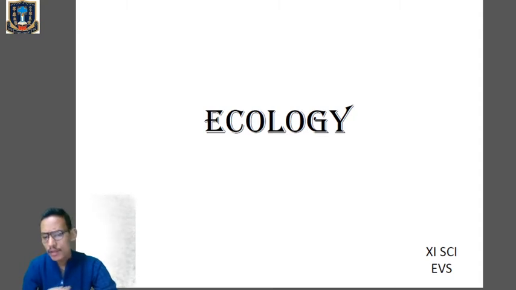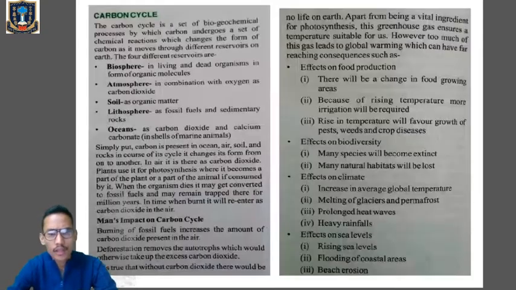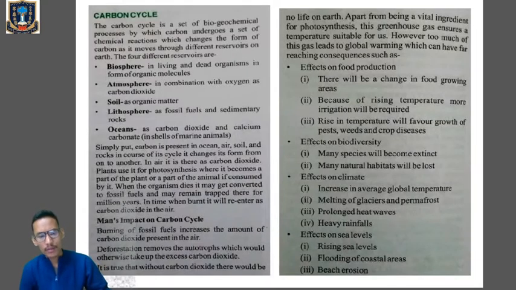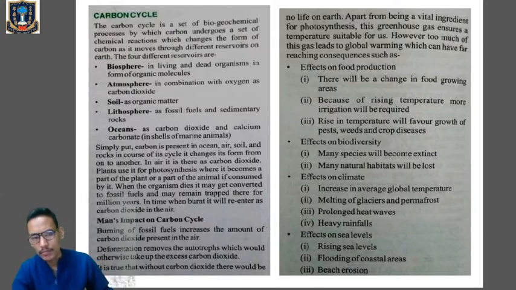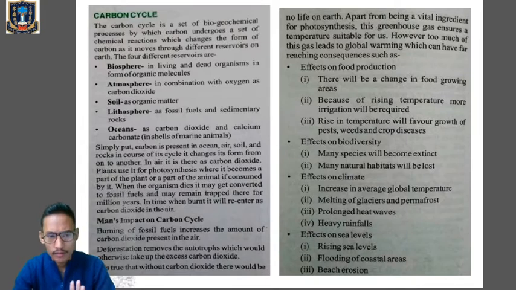Under the nutrient cycles, we have already done the nitrogen cycle. So today we will learn about the next cycle, which is called the carbon cycle. I have taken this from the book: the nutrient cycle is on page number 25, then on page number 26 we have the carbon cycle. Clear?